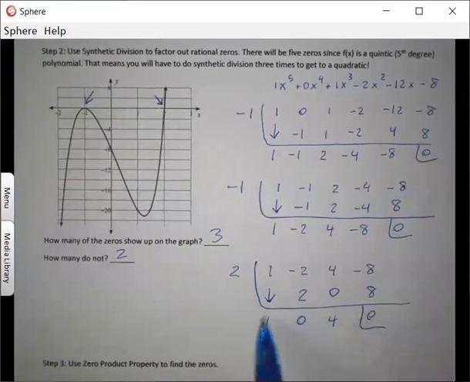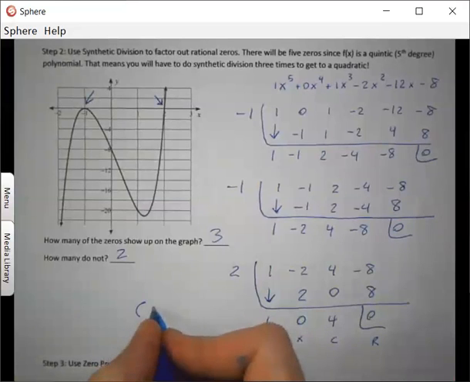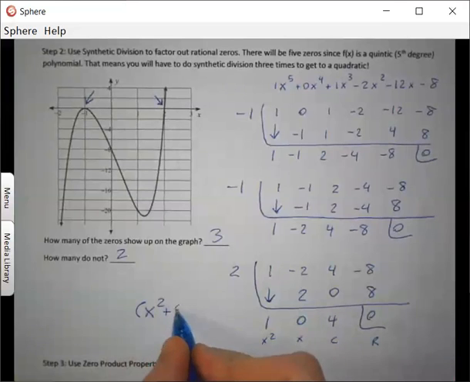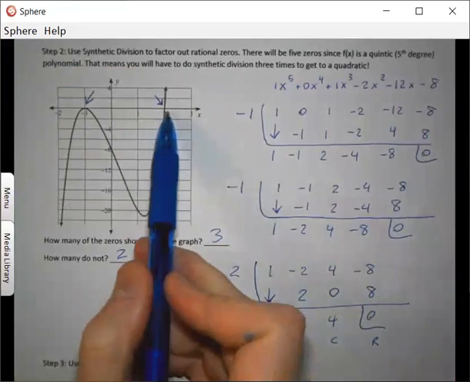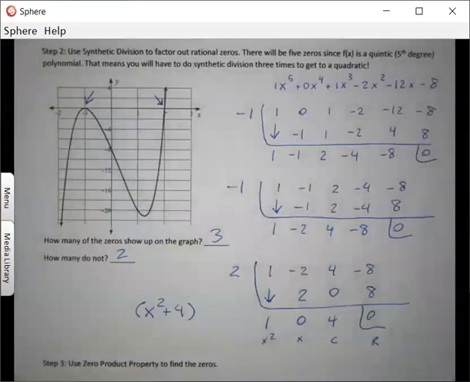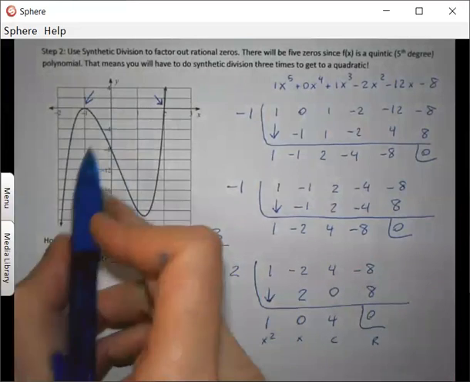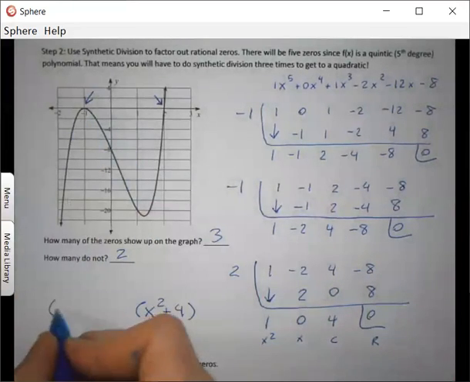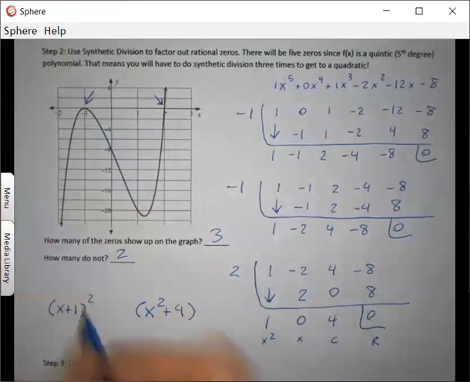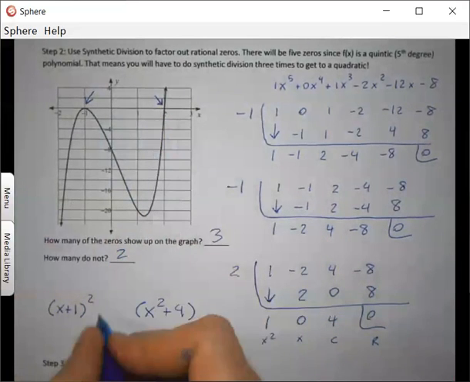Okay, so now we can write out the equation for this last piece, with the remainder constant, an x, and this will be x squared. So that tells me I'm left with 1x squared plus 4. And then my other pieces of the equation I can get from the roots that I know. Let's say x plus 1. It's a double root, so it's squared. And x minus 2.